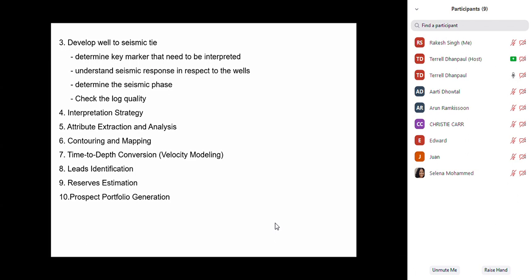Then you have to come up with an interpretation strategy. And that strategy is dictated by the software that you are using. Okay? You might be using Landmark, Decision Space. Have you heard about Decision Space? Well, Decision Space is the present software package from Halliburton, from Landmark.